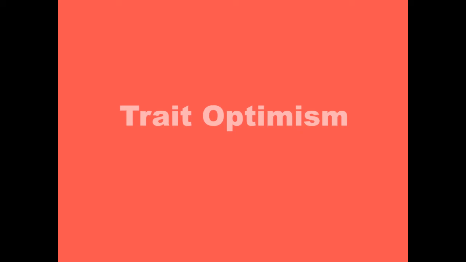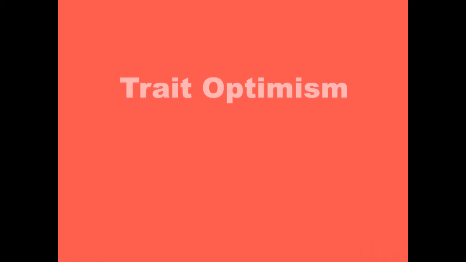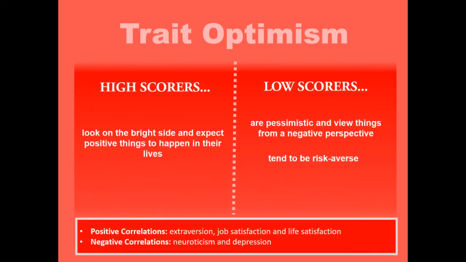This slide shows some correlates and characteristics of high and low optimism scores. Like all trait emotional intelligence facets, both high and low optimism have advantages as well as disadvantages. For example, individuals with high optimism may be seen as unrealistic.